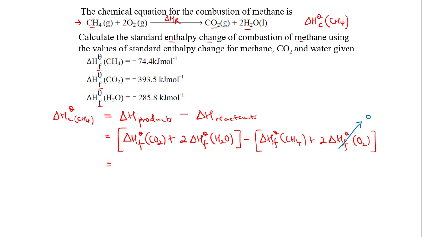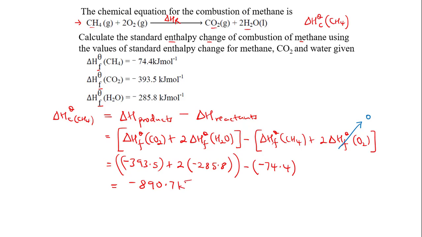So what we have, the enthalpy change of carbon dioxide is minus 393.5, plus twice, remember the enthalpy of formation of water is negative 285.8, but we have 2 moles of water, so we shall multiply it by 2 into negative 285.8, this minus the enthalpy change of methane, which is minus negative 74.4.